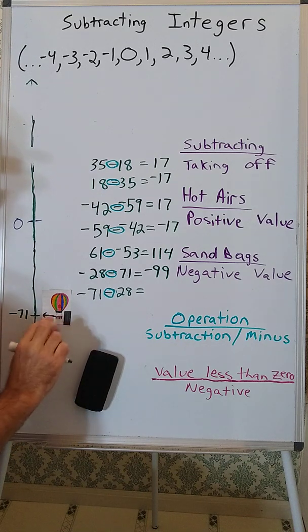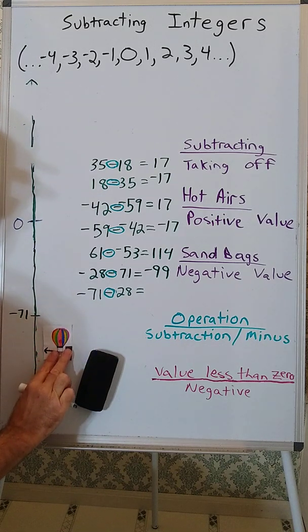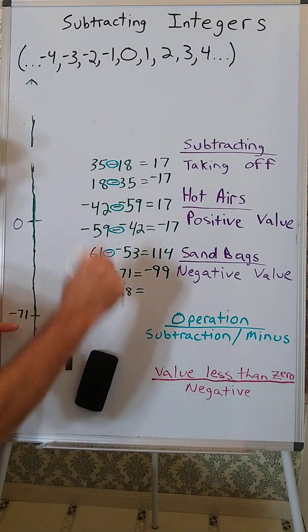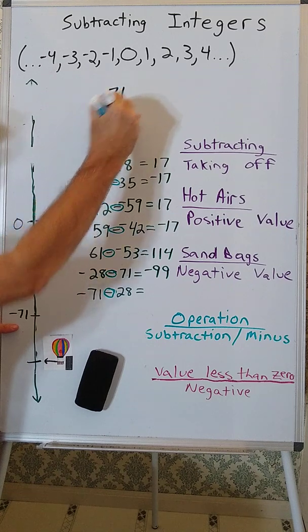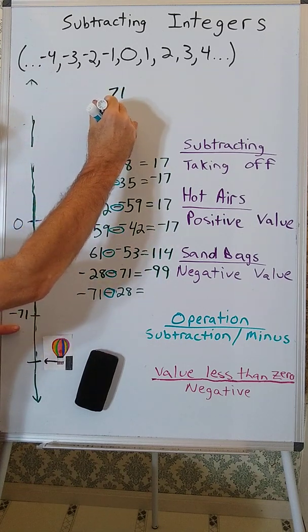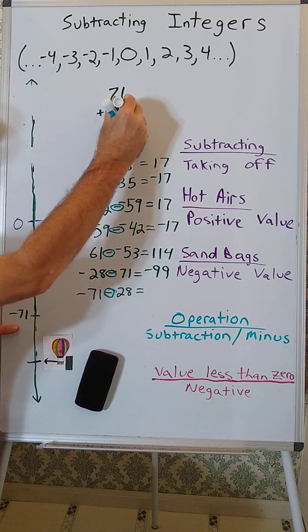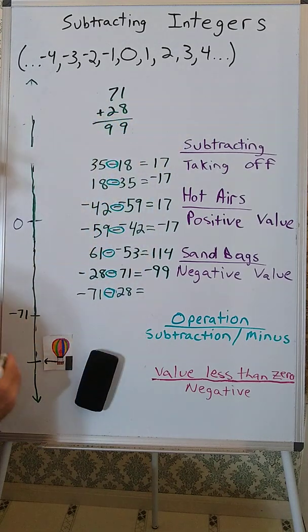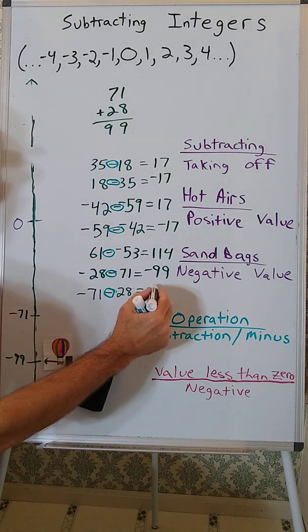What is the balloon going to do? It's going to descend, and it's going to descend 28 units. It was 71 units below zero, and now it's going to be 28 more units below zero, so it's going to end up at negative 99 units below zero.